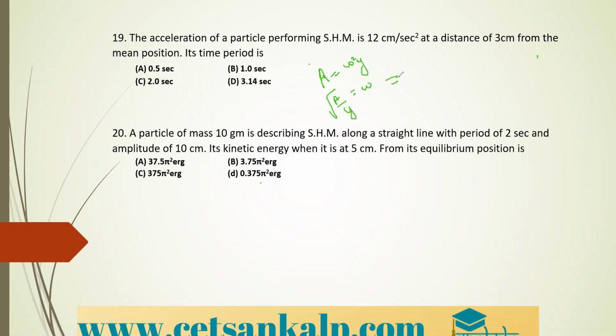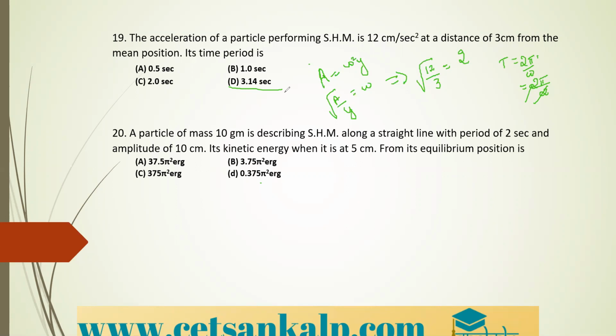What is the acceleration value they have given? It is given as 12 divided by the y value, which is 3. That is nothing but 4. You will get under root of 4, that is nothing but 2. Omega is equal to 2. So what is the relation between omega and time period? T is equal to 2 pi by omega. That is nothing but 2 pi by 2. So 2 will get cancelled. Therefore, you will get pi. So what is the value of pi? Pi value is 3.14. Therefore, the time period is 3.14 second.